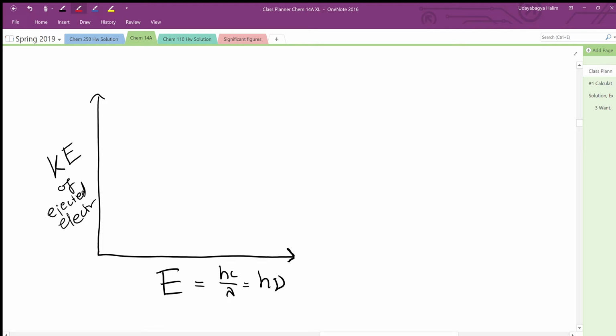If I shine a low energy photon, say a microwave, onto the surface of the metal, what is the energy of the ejected electrons?